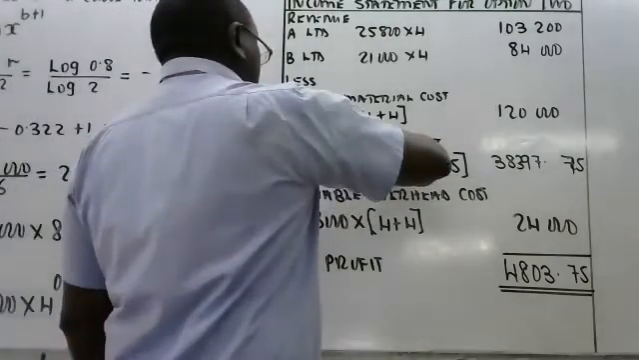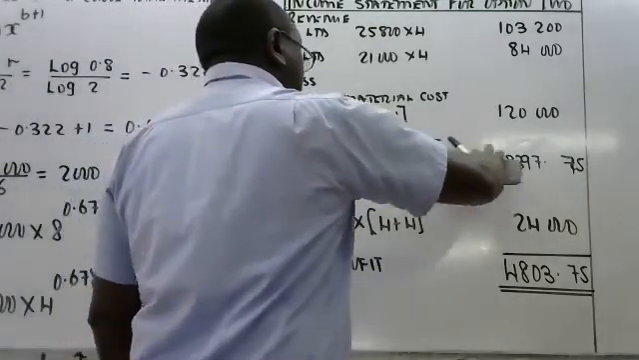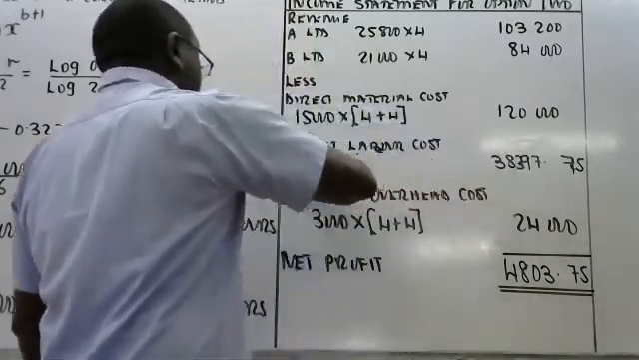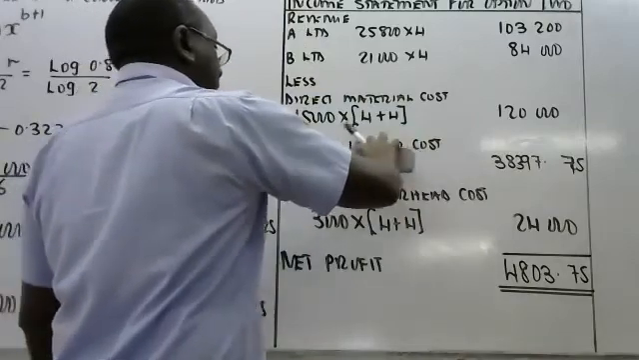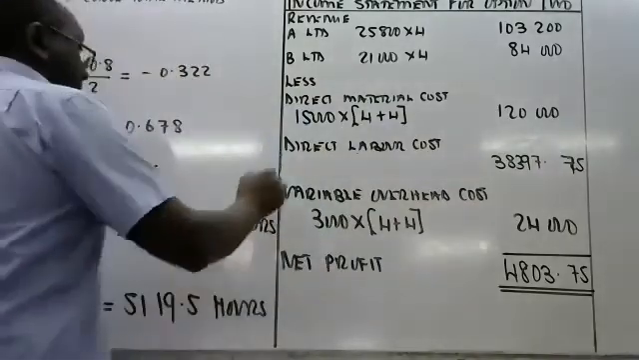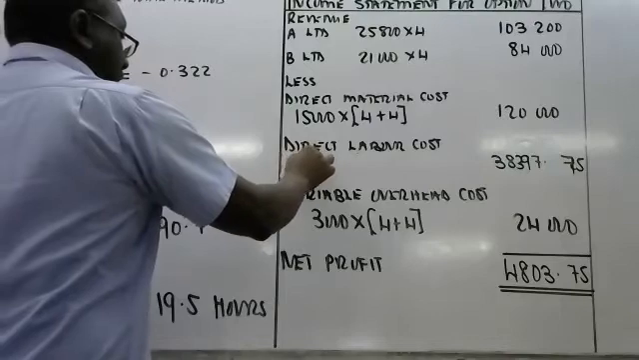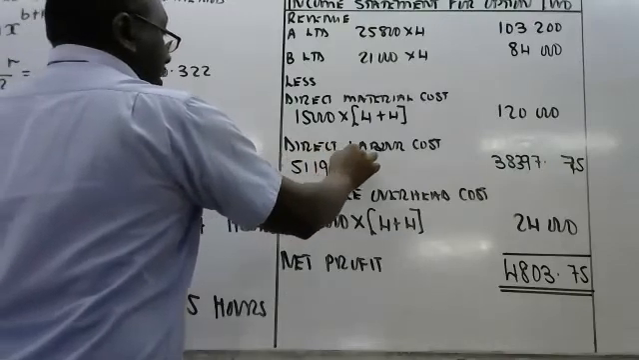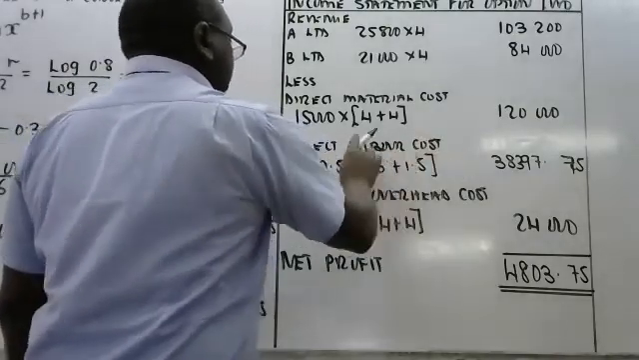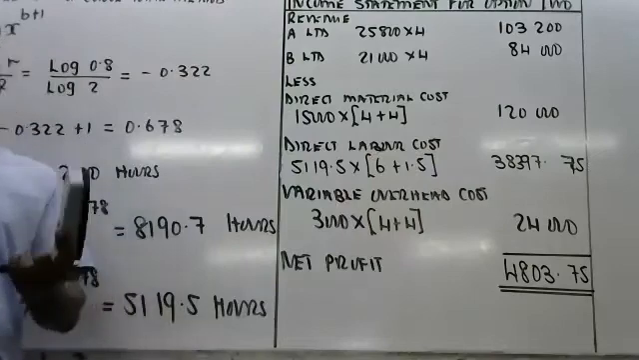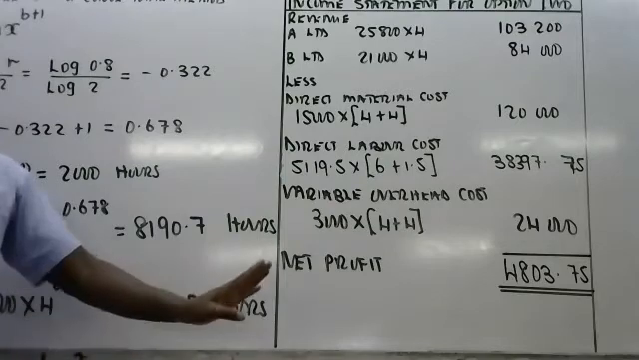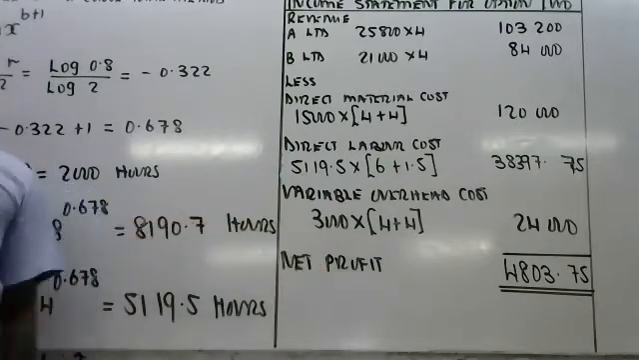This one, you see, instead of multiplying the two of them separately, you could also have said you take these hours, 5119.5 multiplied by 6 plus 1.5. It's the same thing. Even this one on 48. Good.